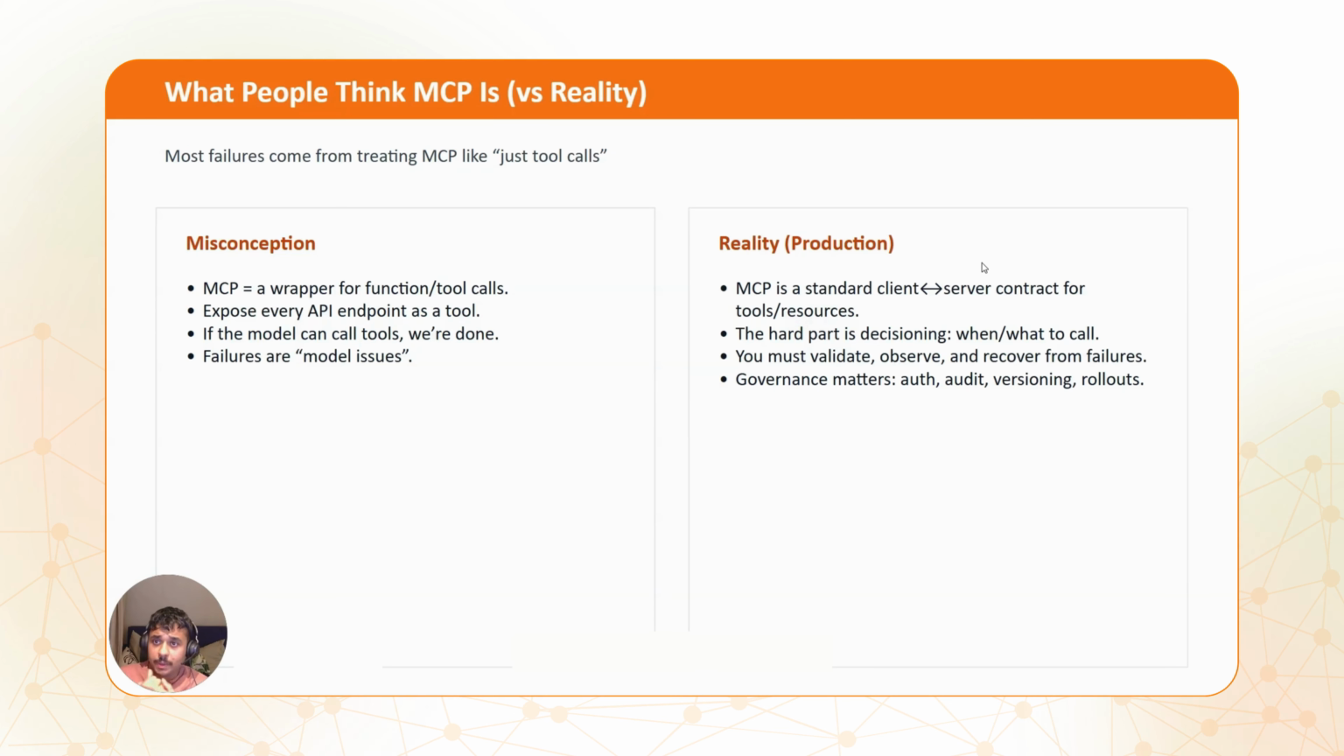So what people think MCP is versus reality. Misconception: MCP is a wrapper for function tool calls. Absolutely not. Expose every API endpoint as a tool. If the model can call tools, we are done. Failures are model issues. Reality: MCP is a standard client-server contract for tools. The hard part is the decision, when and what to call. You must validate, observe, and recover from failures. Governance matters: auth, audit, version rollouts.